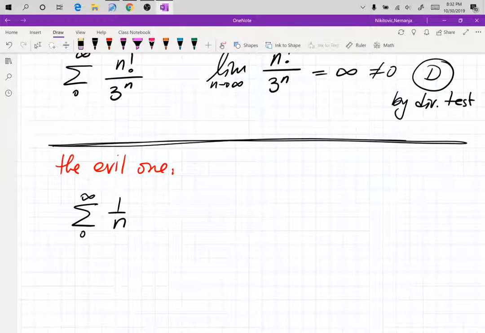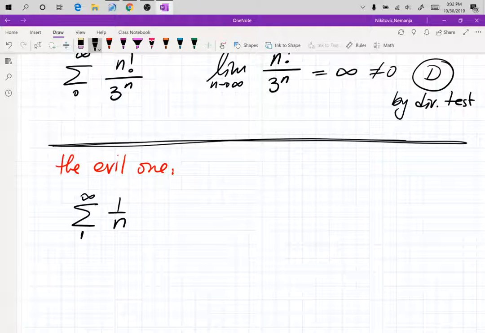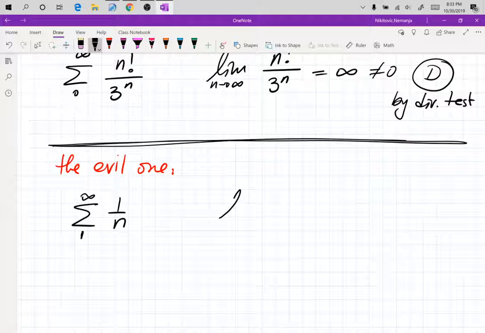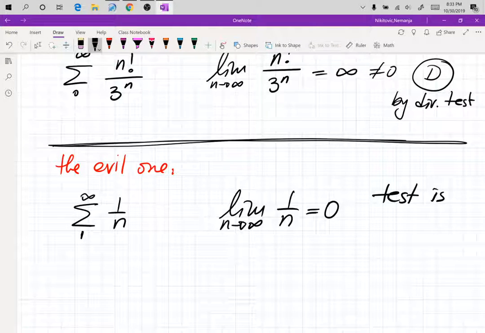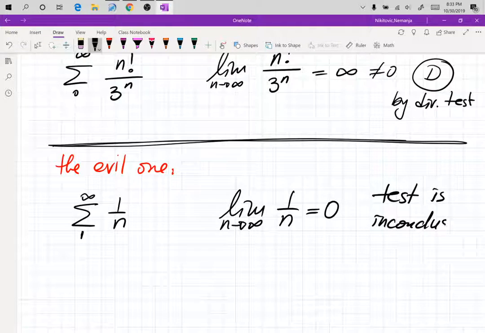Oops, can't start at 0, right? Had to start at 1, or 2, or can start at 0. 1 over 0 is... Now, why do I call this the evil one? Exactly. Inconclusive. That's the answer. Limit as n goes to infinity of 1 over n equals 0. Test is inconclusive.